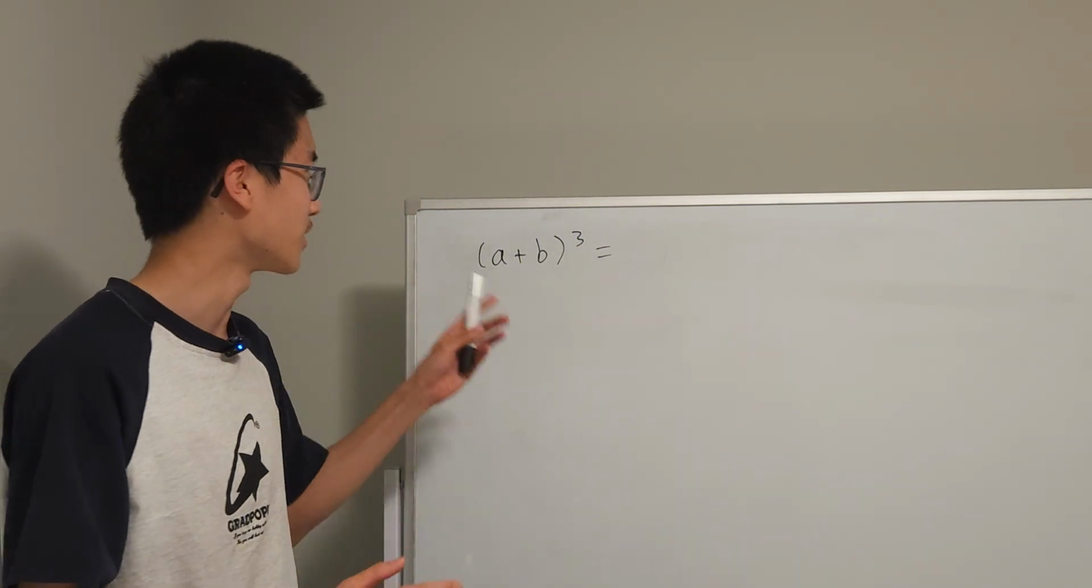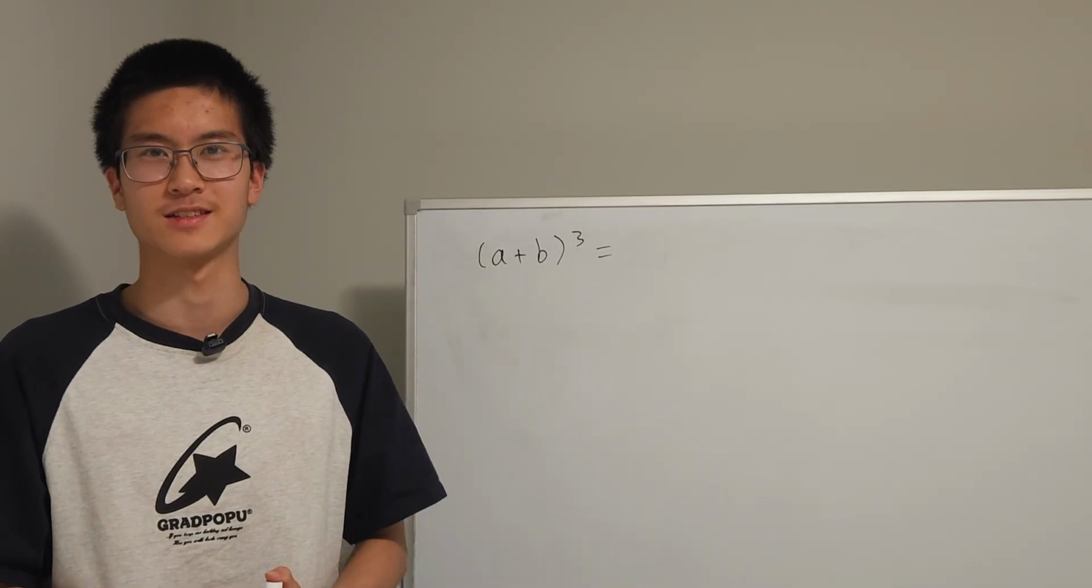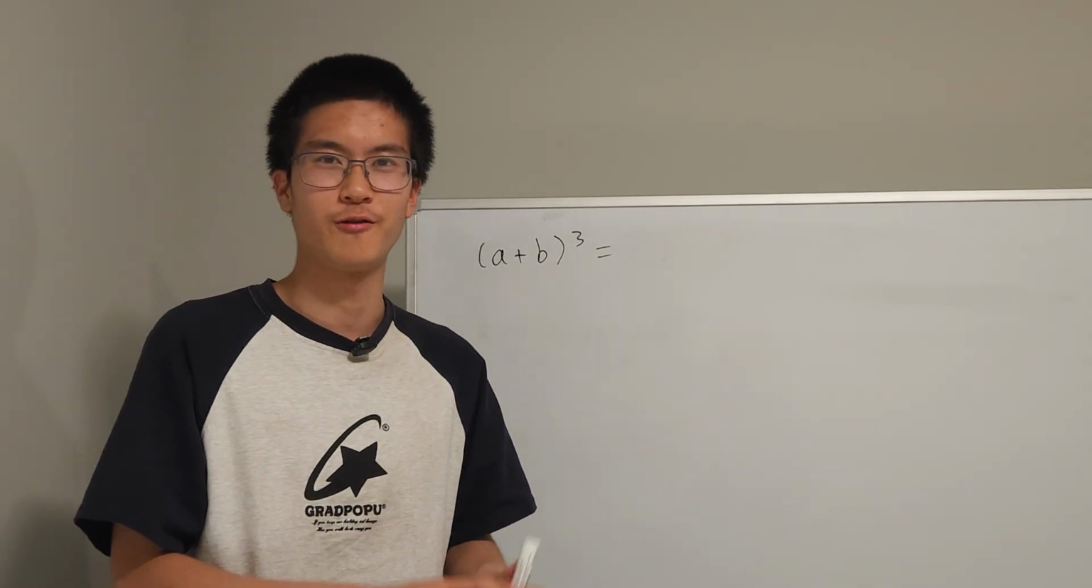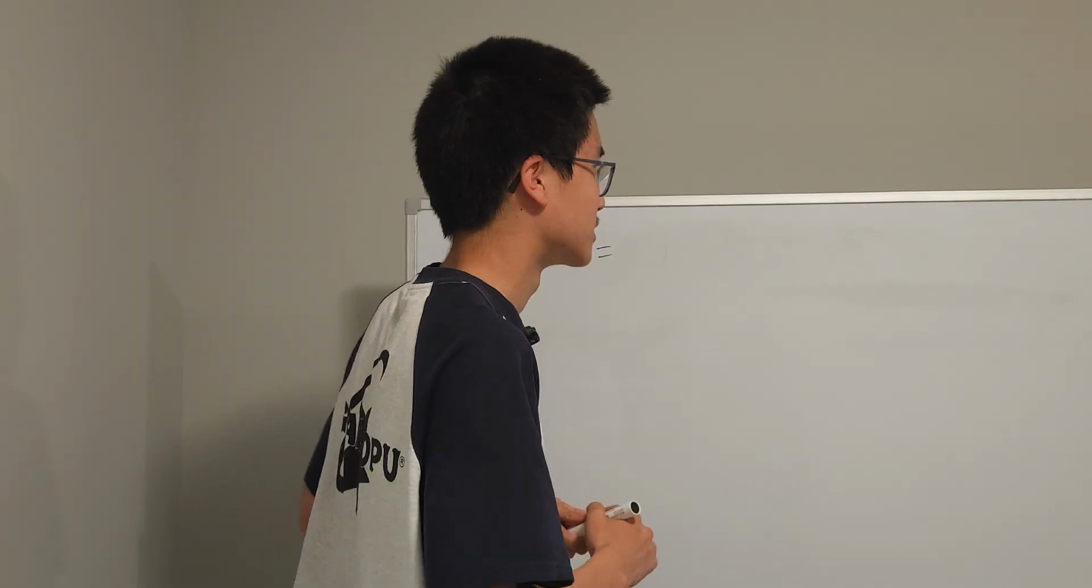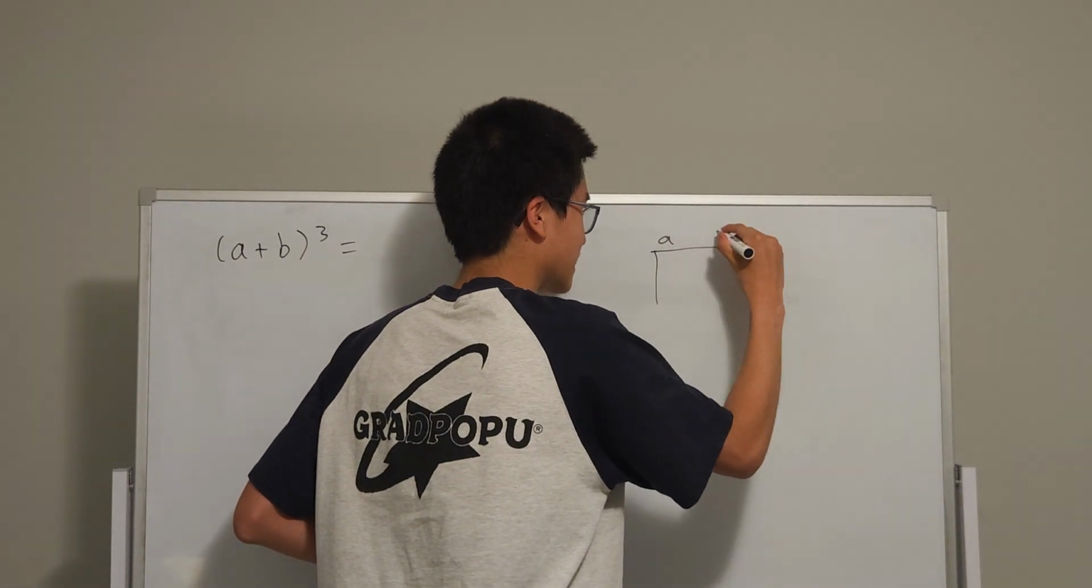Okay, on the board I have (a + b)^3, and I want to expand this. Now we can use our FOIL method. What do I mean by that? So for example, I can do this. I have an a and a b.